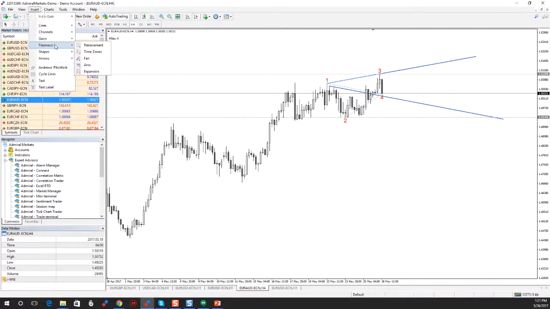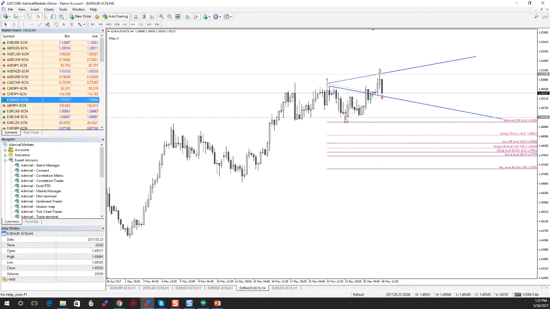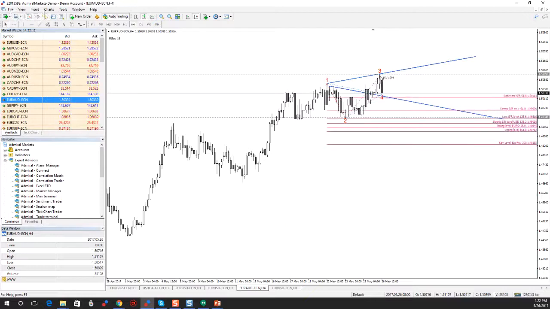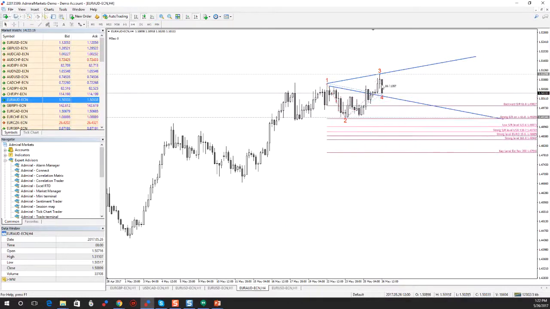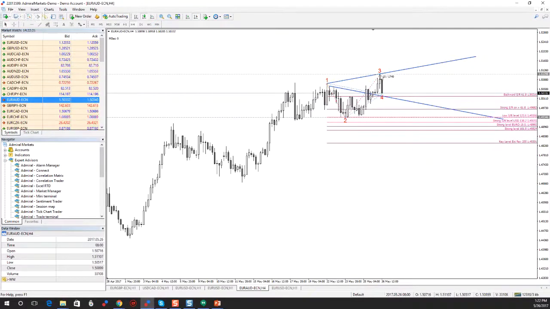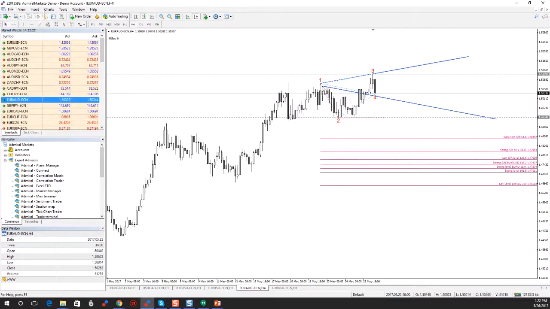Now let's go step by step. Insert the Fibonacci expansion tool. You mark these points. It's very important for you to mark these points. This is point 2, this is point 3, right? This is point 1. You mark it like this, 1 to 2, okay? Then you just make it to point 3. And because this is point 3, you need to make it like this. This is the standard Fibonacci extension, but you don't do it like that. You need to do it angled like this. This is the easiest way to remember how I do it.